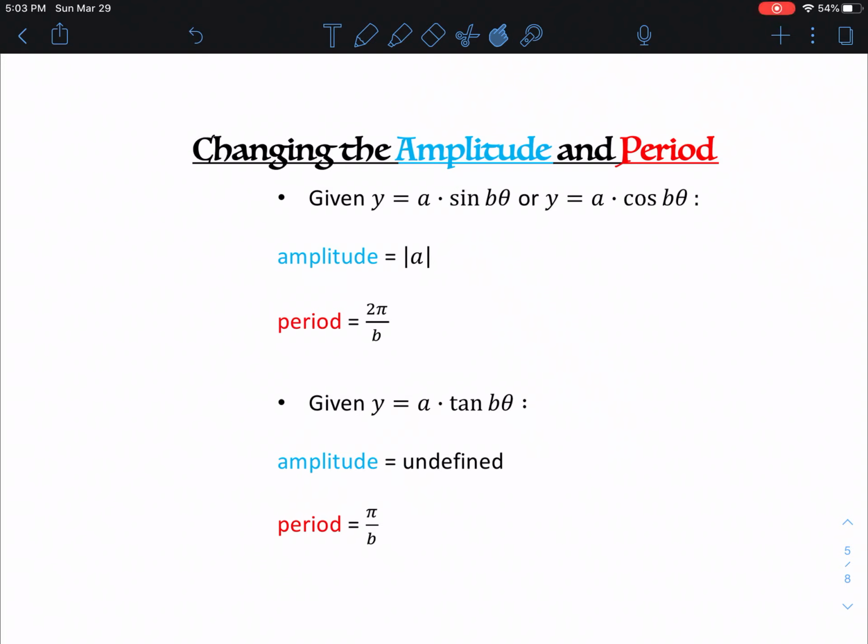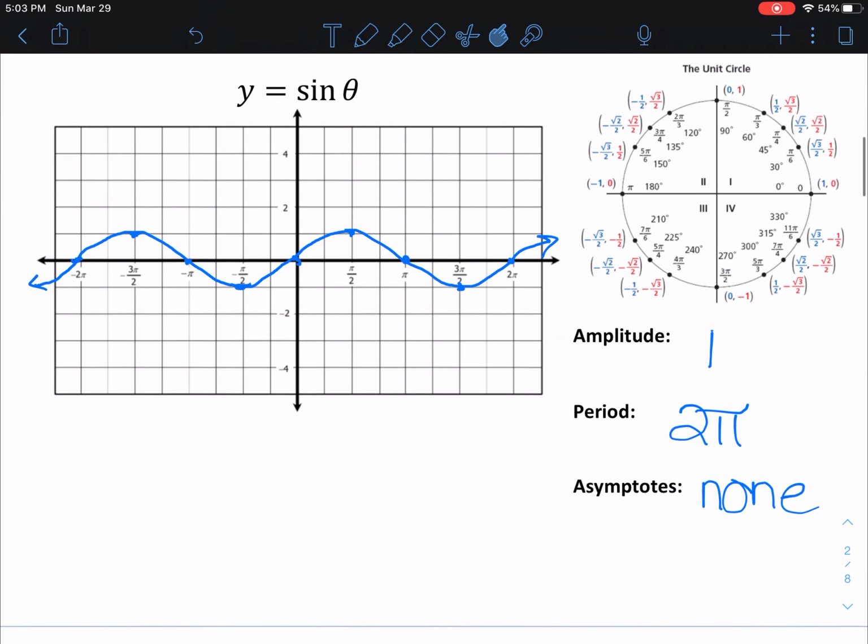All right, this video is for just how do we change the amplitude and period for sine, cosine, and tangent graphs. So before we get into this slide, let's just go back and take a look at these three graphs.